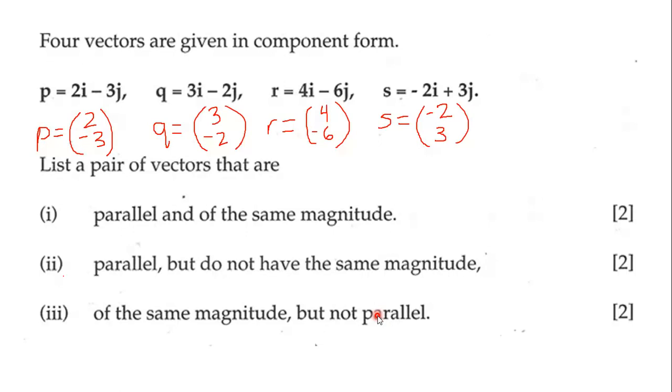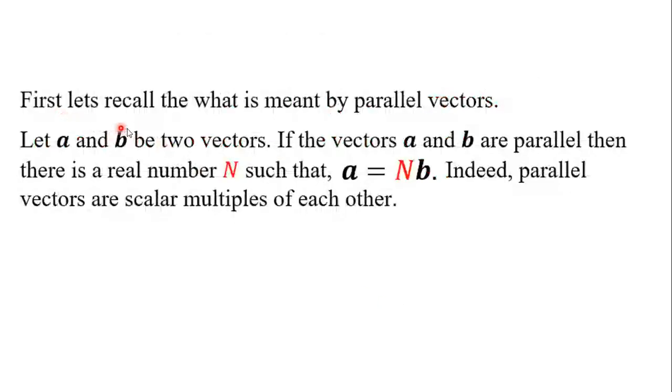Now, if you look at each of these questions, each of them has the word parallel. So we have this one of parallel, this one of parallel, and the third one has parallel as well. So the question is, what are parallel vectors? How do we know if two vectors are parallel? So first, let's recall what is meant by parallel vectors. If we have two vectors, let's call one A and let's call the other one B.